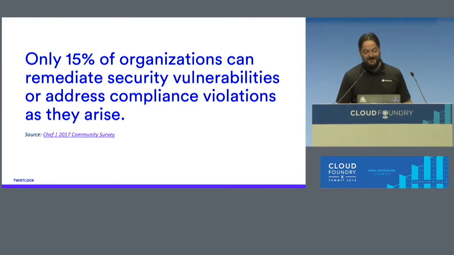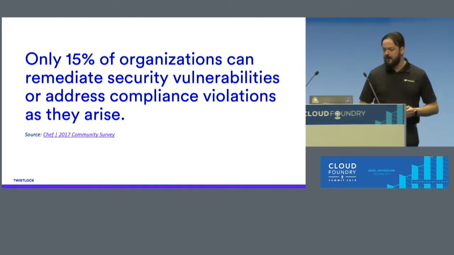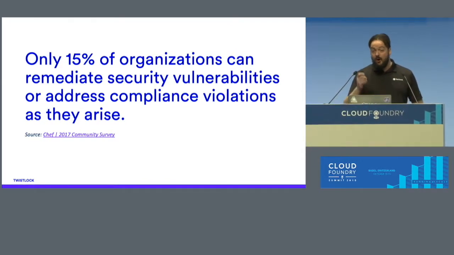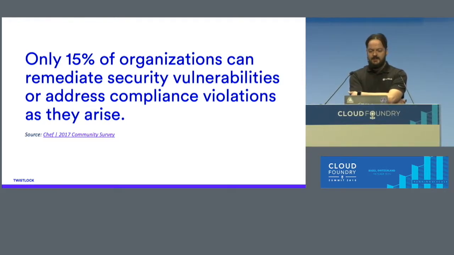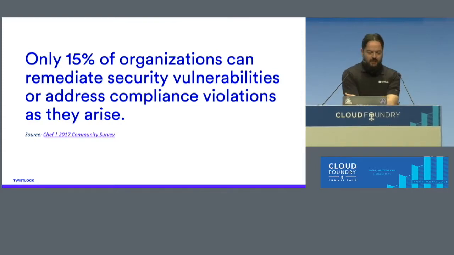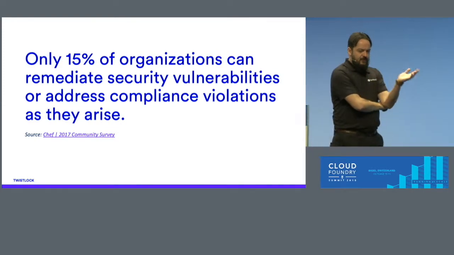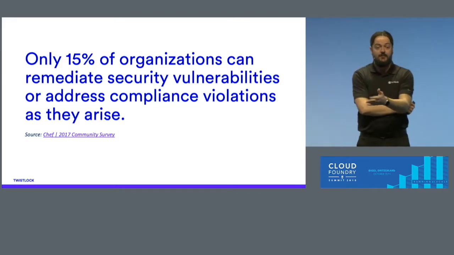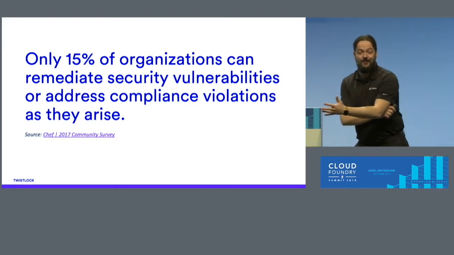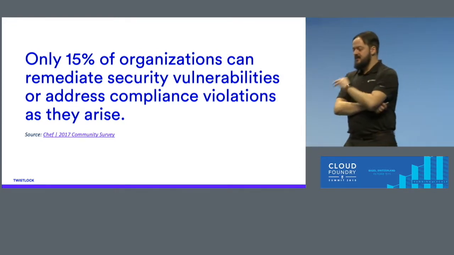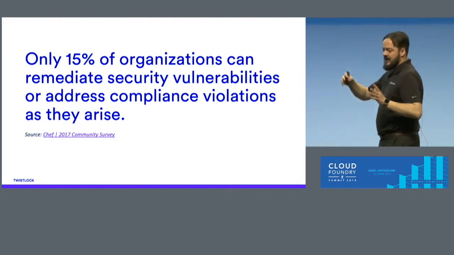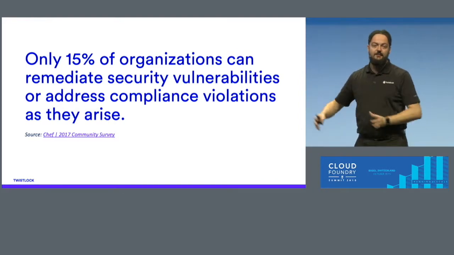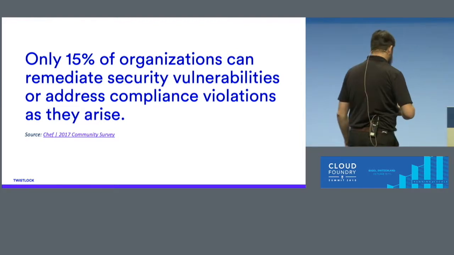Another lovely quote for you. You see, I've done all the legwork. Only 15% of organizations can remediate security vulnerabilities or address compliance violations as they arise. That was a survey that Chef did, at the tail end of 2017. So what this is talking about is that we're delivering software faster because we have to, for all that business benefit, software eating the world, and all that kind of good thing. We're sometimes embedding some security into that and doing that bit of shift lefting, but we're not actually able to respond to those threats in production. And that's a big deal.